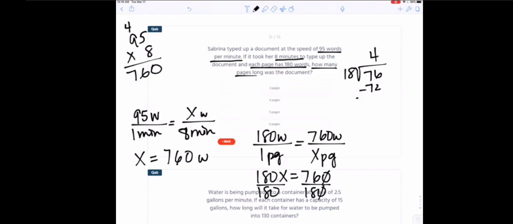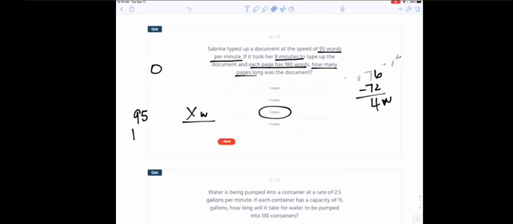4, 72, there's 4 words left. That means that 4 pages isn't enough. We need an additional page, 5 pages. Okay? I hope you got it. Remember, you can always go back and rewatch the explanation. When you're ready, I'm moving on.